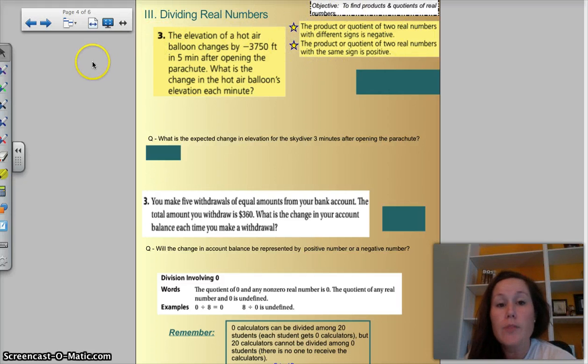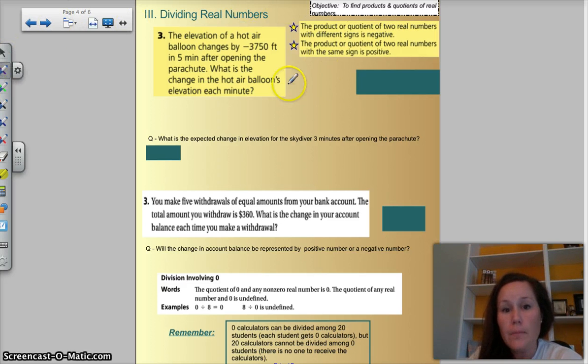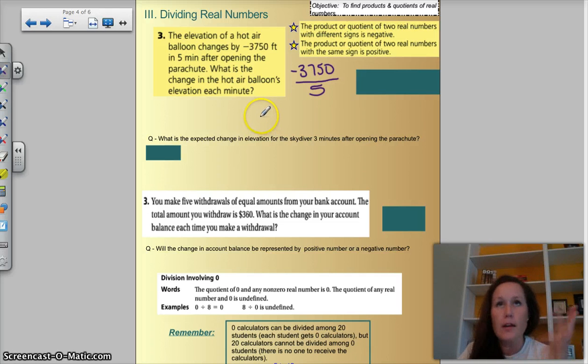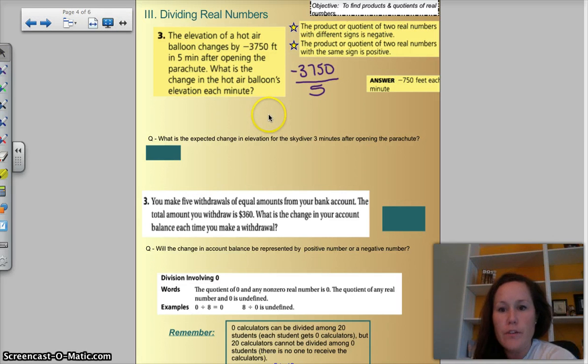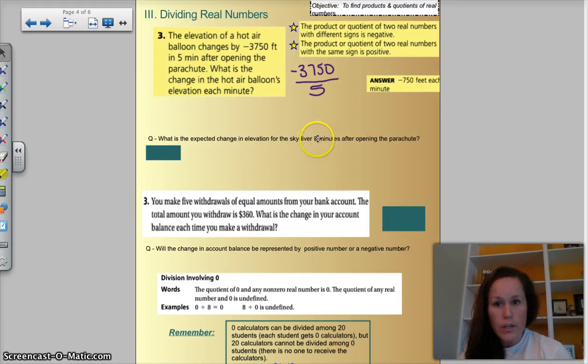The elevation of a hot air balloon changes by negative 3750 feet in 5 minutes after opening the parachute. What is the change in the hot air balloon's elevation each minute? So we are going to be taking negative 3,750 feet divided by 5, because I want to find each minute, which is going to be about the average amount. So I'm going to divide that. I know my answer is going to be negative because I have a negative divided by a positive, and it's going to be 750 feet each minute. Notice how it's negative, meaning it's going to go down 750 feet each minute.